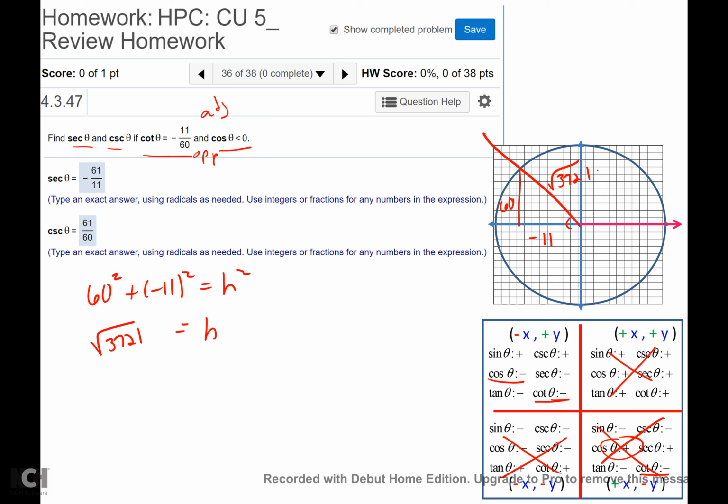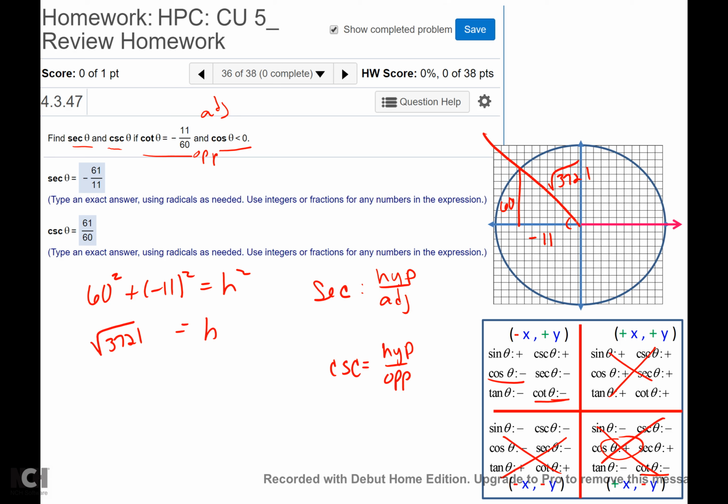Apparently I don't need that. Yeah, because they want secant. Well, secant is reciprocal to cosine. Cosine is adjacent over hypotenuse. So secant is hypotenuse over adjacent. And cosecant would be hypotenuse over opposite. So for here, my hypotenuse, wait.